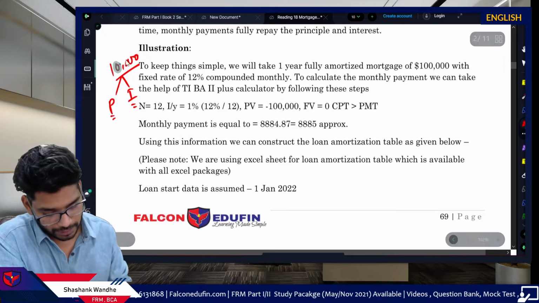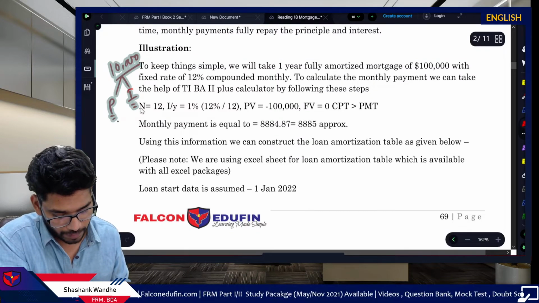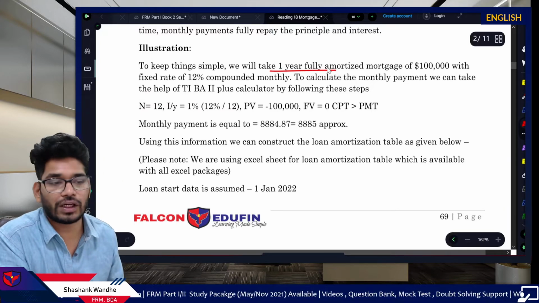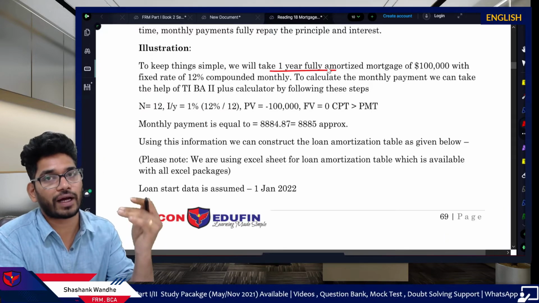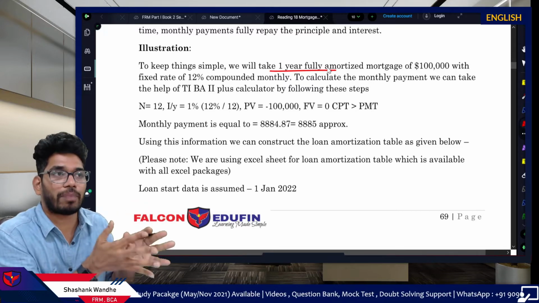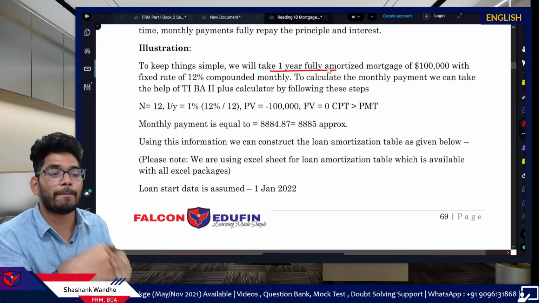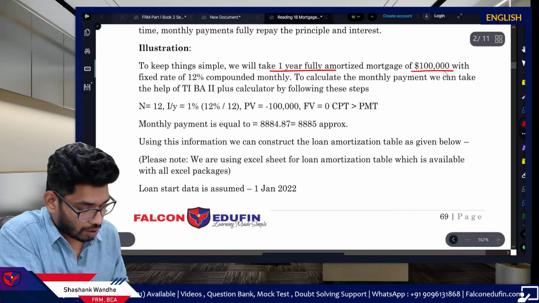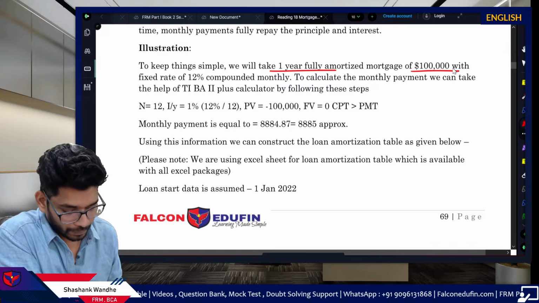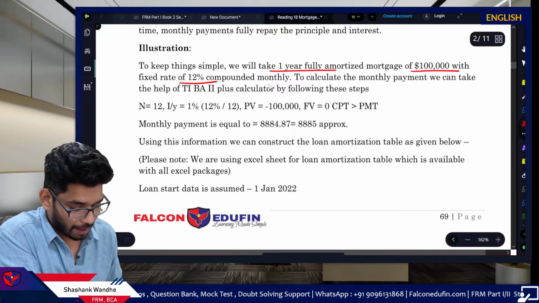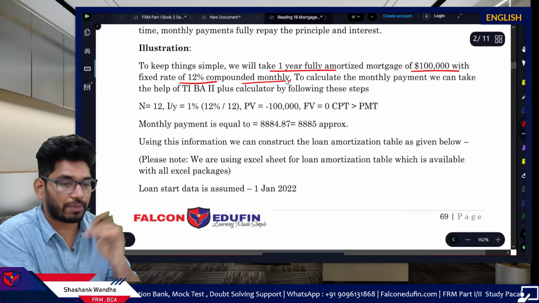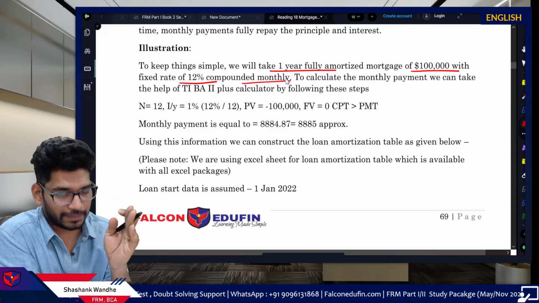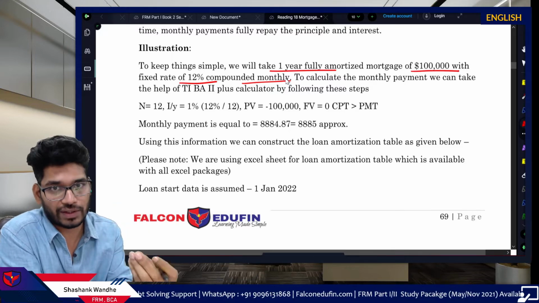Okay. So first of all, we'll start with the illustration. So we are keeping things simple here. We are going to assume only 1 year fully amortized. Fully amortized means by the last EMI, your complete loan will be null. So 1 year fully amortized, $1 lakh mortgage loan, and a fixed rate of 12%, compounded monthly. So this is monthly compounding, meaning you can directly divide it by 12 and you will get the monthly interest rate. Fine.